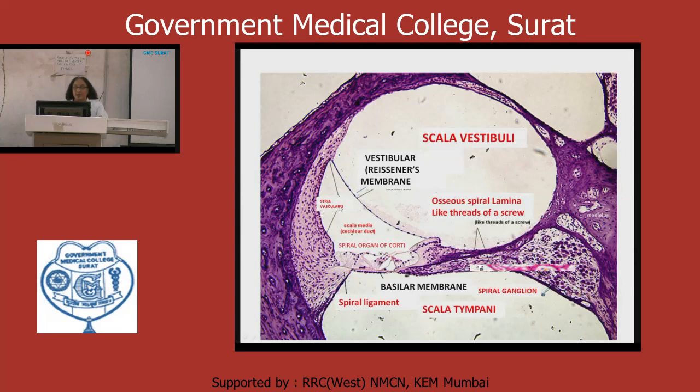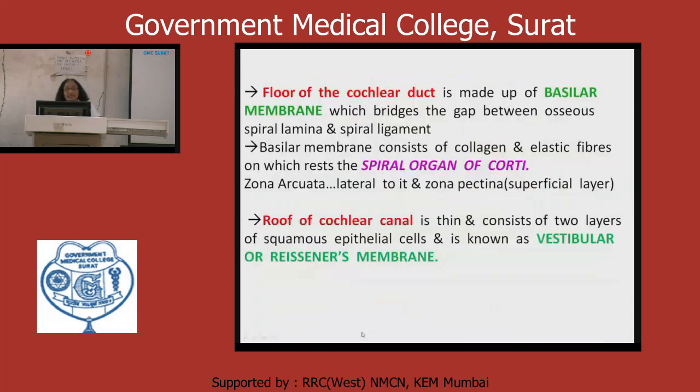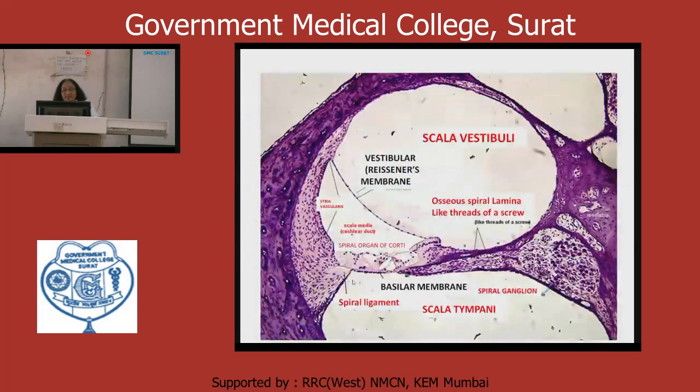Now we can see here from the spiral ligament to the osseous spiral lamina. Another, you can see, is the vestibular Reissner's membrane. So the whole of the canal is divided into three parts by the vestibular membrane and the basilar membrane. The basilar membrane divides the area into two, scala vestibuli above and scala tympani below. Scala vestibuli contains the vestibular duct and scala tympani contains the tympanic duct.